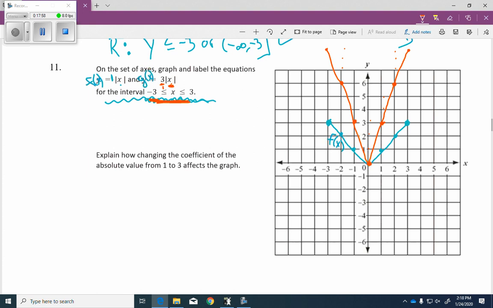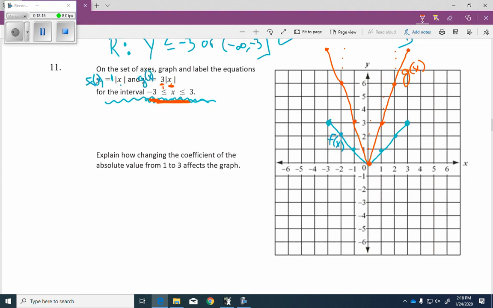And when I graph g of x, which I haven't labeled yet, there's g of x. I said, unfortunately, this graph paper really wasn't big enough to go from -3 to 3, so I had to extend it. On a test, of course, the graph paper would be sufficient for you to do whatever problem is on your test.